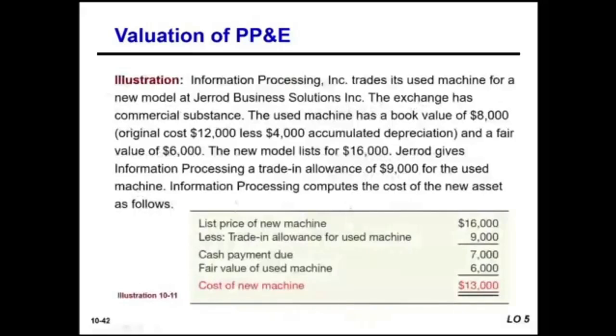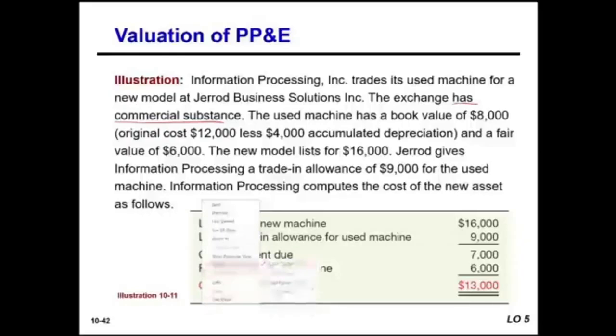So let's take a look at this example, and at these rules, to learn some of the rules. Information Processing trades its used machine for a new model at Jared Business Solution. Okay, so we have an exchange. Does it have a commercial substance? Yes, the exchange has a commercial substance. Now, a few things I did not clarify. Maybe I need to clarify before we work this example.